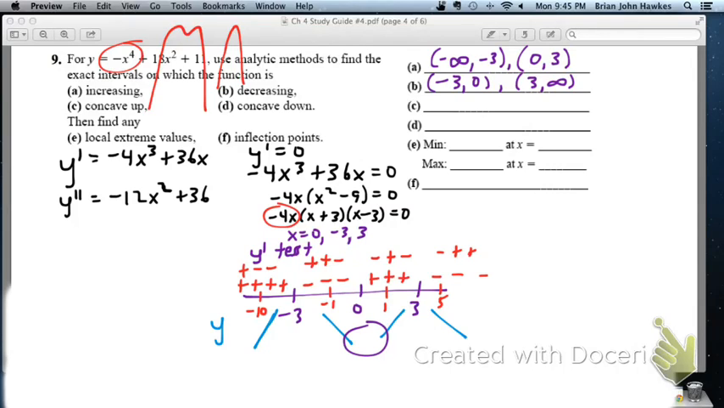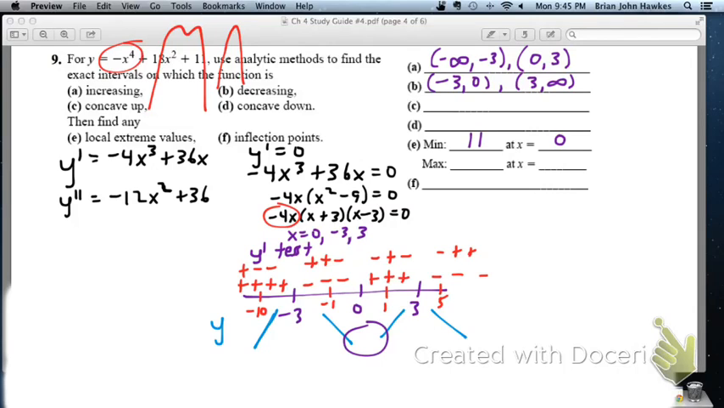Okay, that's not so bad. So at x equals 0, we have a minimum value. And what is that minimum value? Well, y of 0 is 11. We just replace x with 0 in our original equation for y. And then where would we have our max values? Well, we have our max values when x is equal to positive and negative 3.